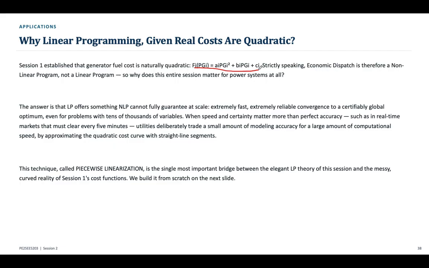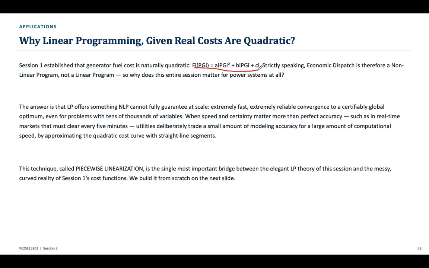Suppose the true cost curve is smooth and curved, we can approximate it by a sequence of straight line segments. Each segment has a constant slope. Once we use those segments as decision variables, the objective becomes linear. So the trade-off is straightforward. A non-linear model can represent the original curve more accurately, but may require more computational effort. A linearized model introduces approximation error, but can be solved using highly efficient LP machinery.